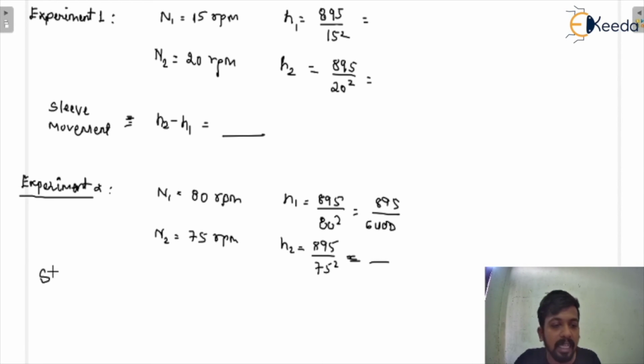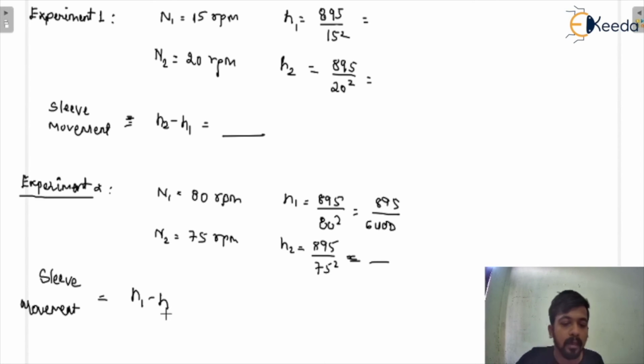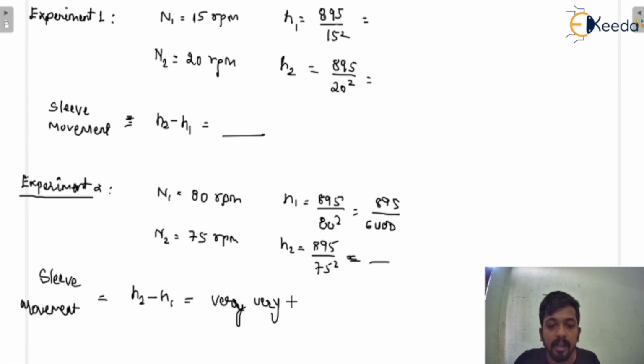Okay, if you want to find out the sleeve movement, when you see the sleeve movement, it would be h1 minus h2, higher minus lower. Here you can see this is very less, very less.